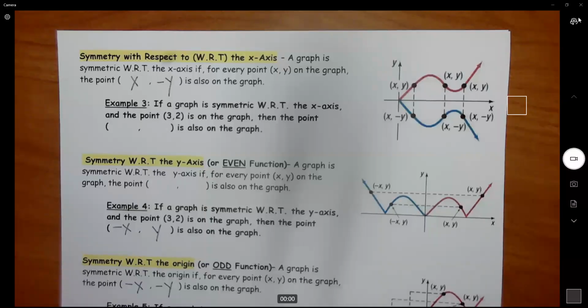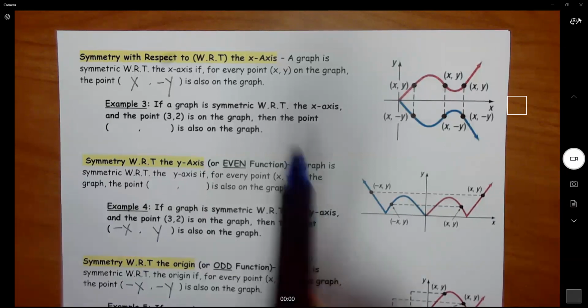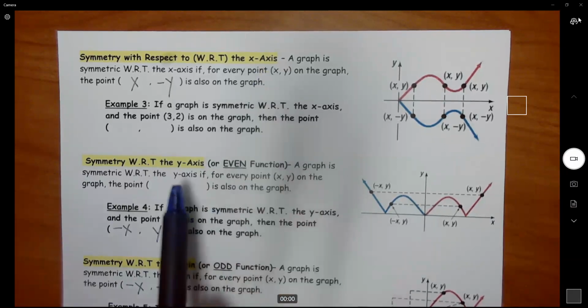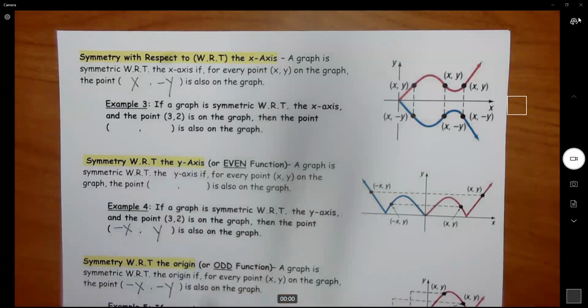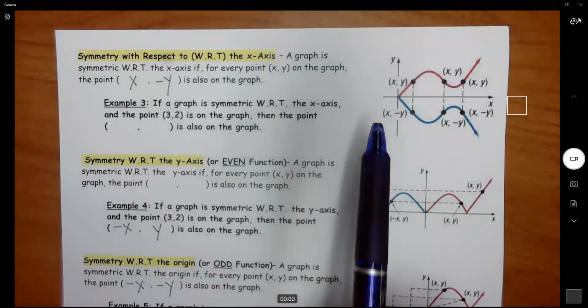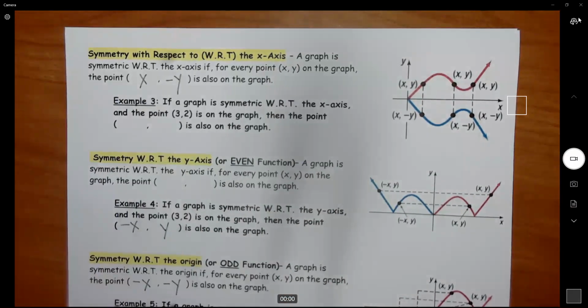Along with domain and range and functions, we need to talk about symmetry. And we have three different types of symmetry: symmetry with respect to the x-axis, to the y-axis, and to the origin. These are your book definitions, and you need to write in these ordered pairs.